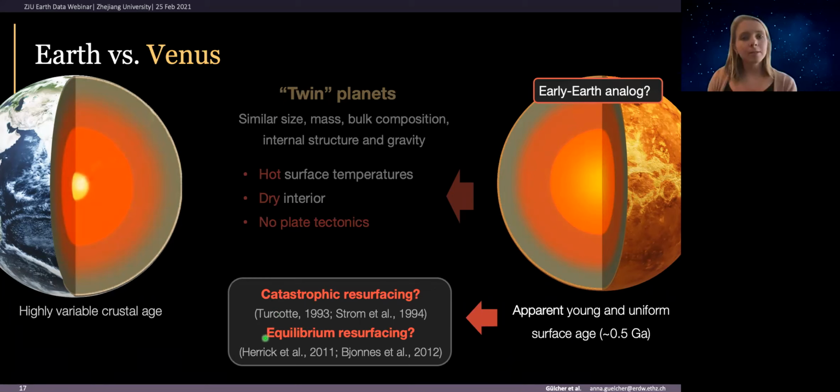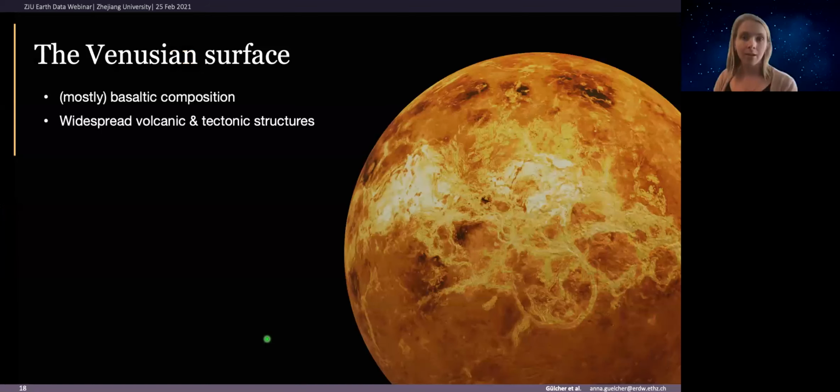However, more recent research shows that equilibrium processing may also explain the crater distribution on Venus. And this suggests that there is ongoing regional resurfacing constantly going on. So let's focus a little bit more on the Venusian surface. So sample analysis, as I said, indicated that the surface is mostly basalt-like.